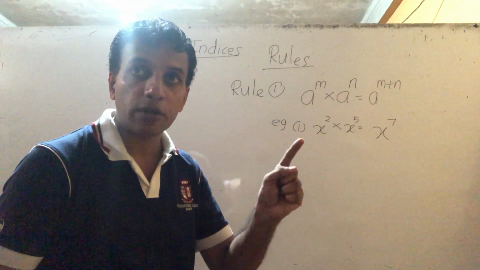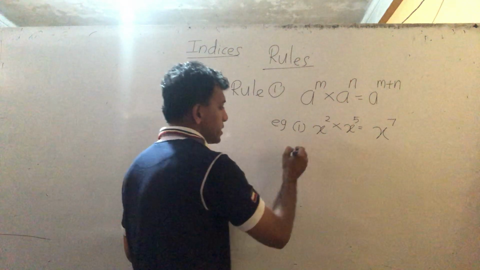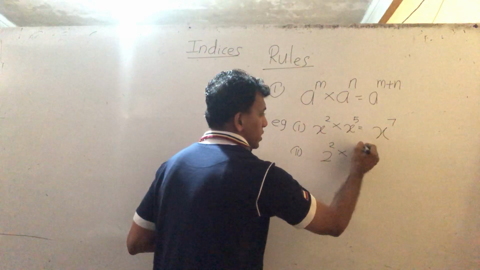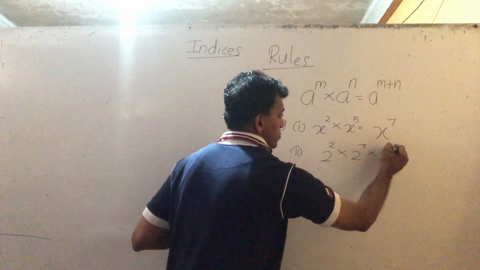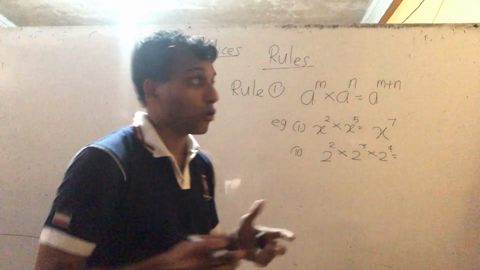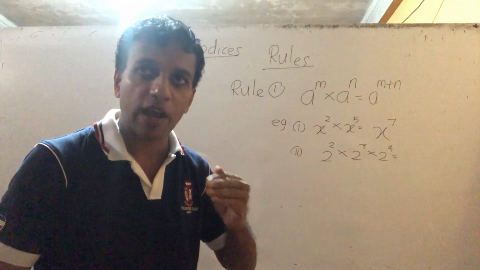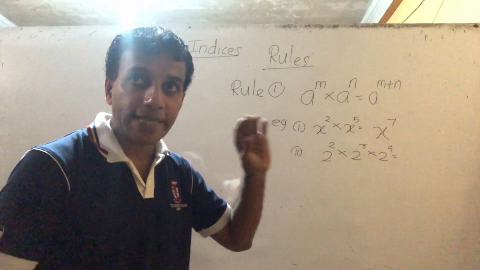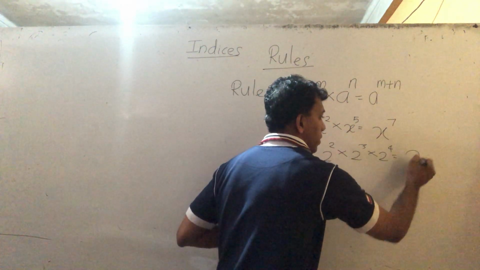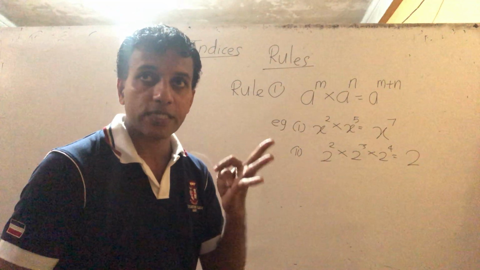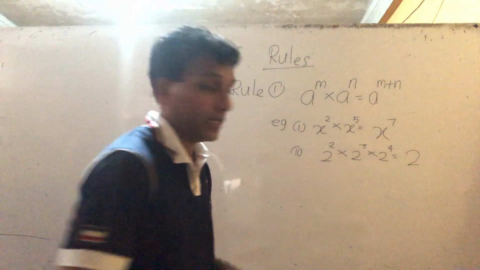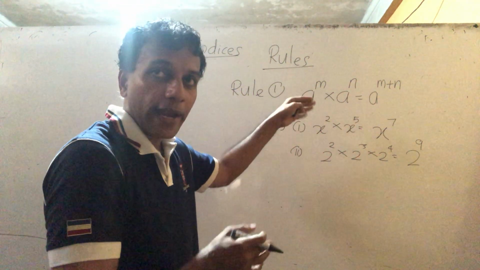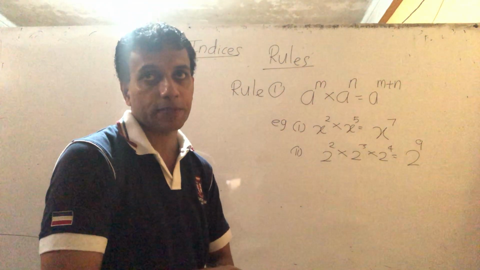Bases are same, multiplying, add the powers. See another example. 2 square, 2 to the power 3, 2 to the power 4. So what is the answer? Not only x, any numbers can be multiplied, any values can be multiplied. So bases are same, all these multiplied, add the powers. So what is that? 2 to the power 2 plus 3 plus 4, that is 9. 2 to the power 9, right? That is the rule and a few examples.